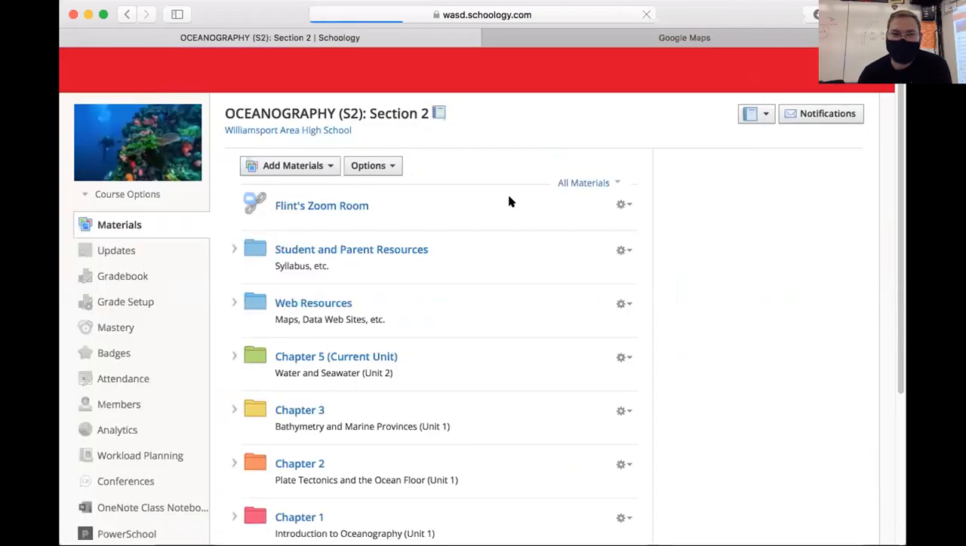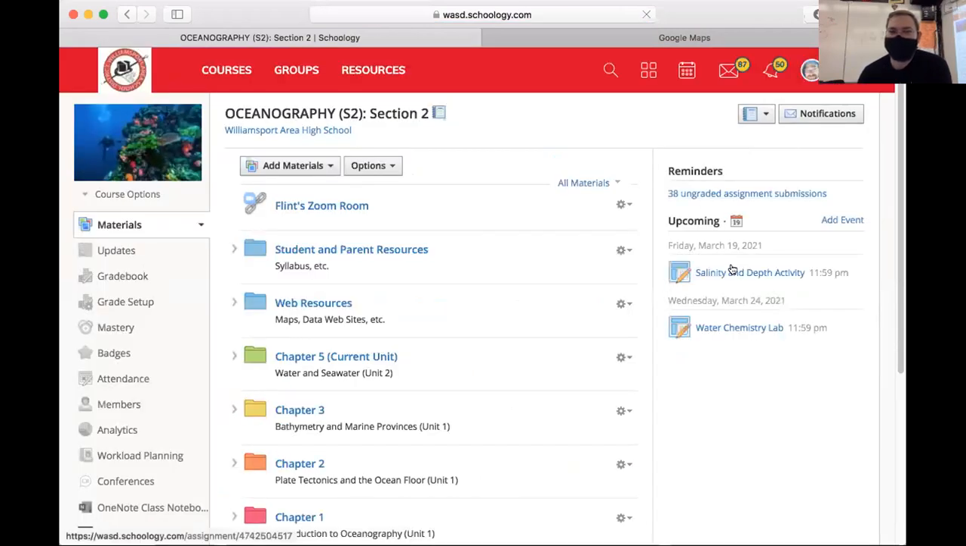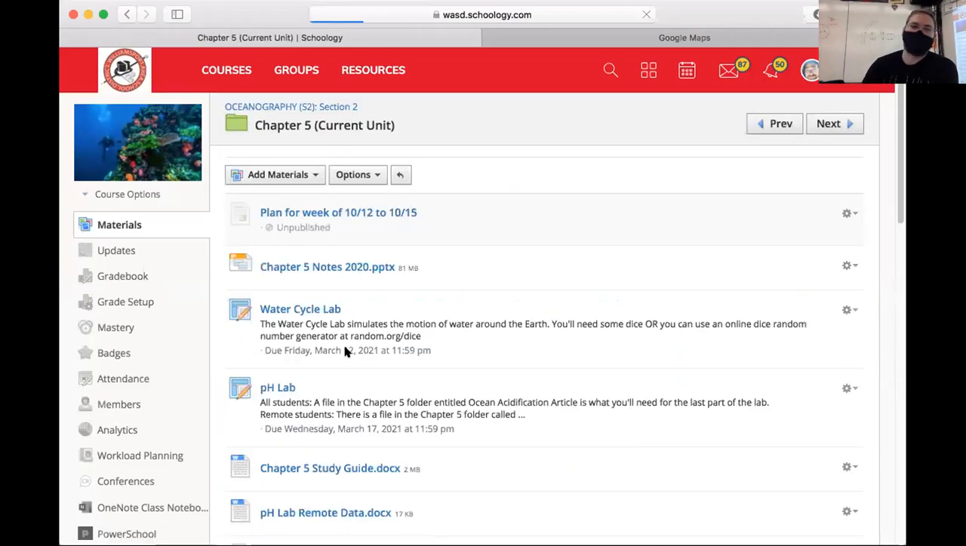In the course on the right hand side, the salinity and depth activity. If you haven't finished that up, you can finish that up today. The water chemistry lab, we're going to actually do it on Monday and Tuesday. But I want to tell you about how it works now, so that when you come in on Monday, you can just get ready for it.